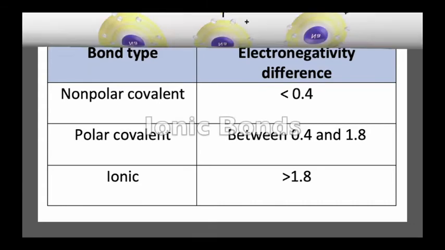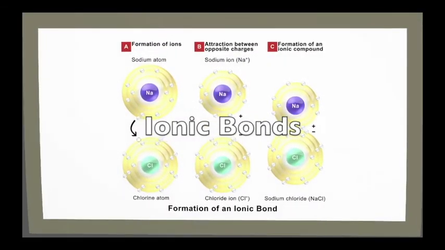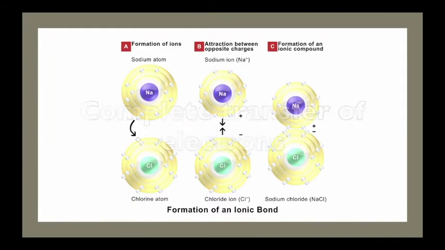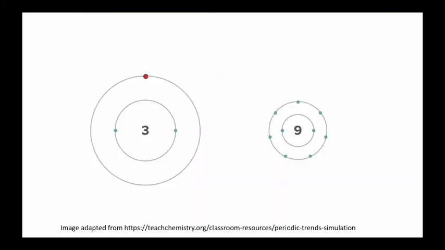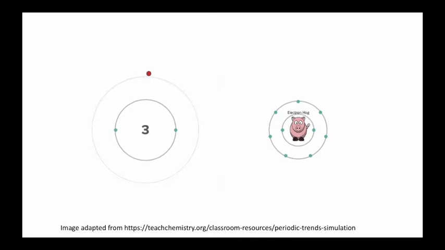Let's talk about ionic bonds first. In ionic bonds, there is complete transfer of electrons between the two atoms forming the bond. You have an atom that's really electronegative and wants to hog electrons, and another atom that is very happy to give up an electron or two.